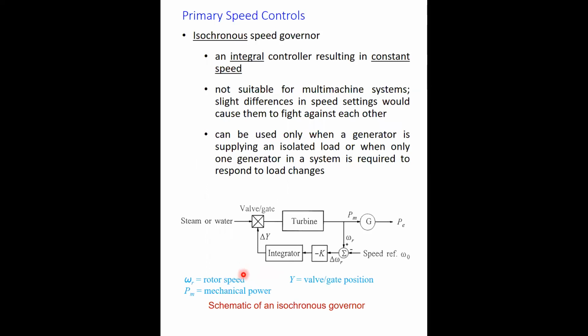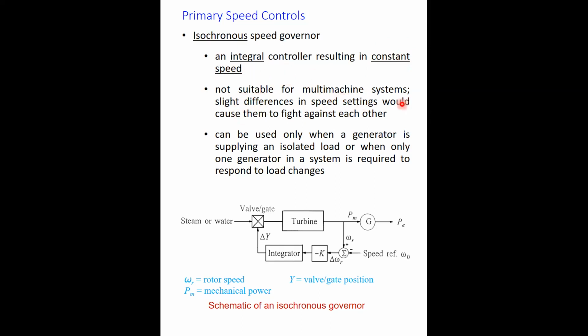So next, we have the primary speed control, and here we talk about the isochronous speed governor. In this case, we have included an integral controller so that the speed, or the frequency, is restored to the nominal value. Otherwise, following the load change, there will be a residual frequency error.